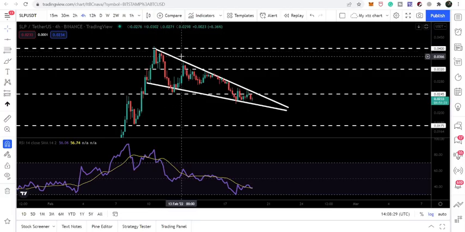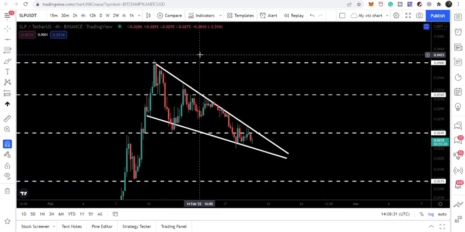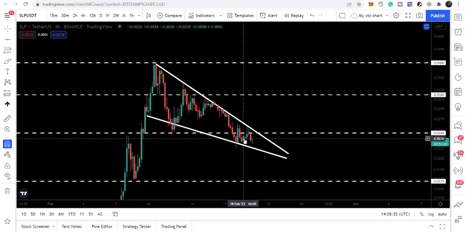SLP token has formed another bearish pennant, and in today's video, we will analyze whether we are going to break out of this pennant or break down the support.